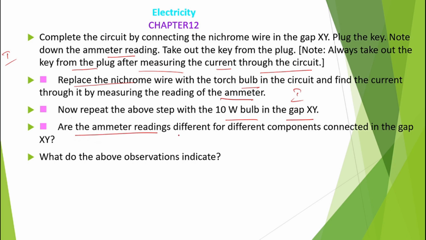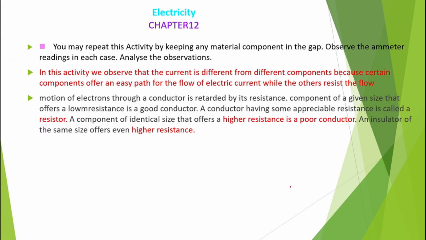Are the ammeter readings, the one time I you got with the nichrome wire, correct? Again one time I you got with the 10-watt bulb. All these are same? No, they are not same. And again you may repeat this activity by keeping any other component in the gap. Observe the ammeter reading. Analyze the observations.